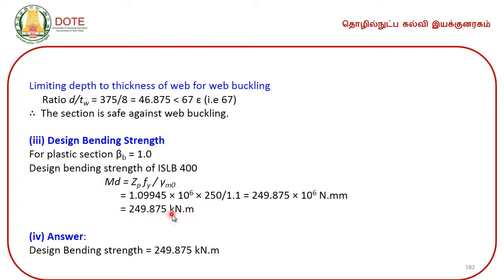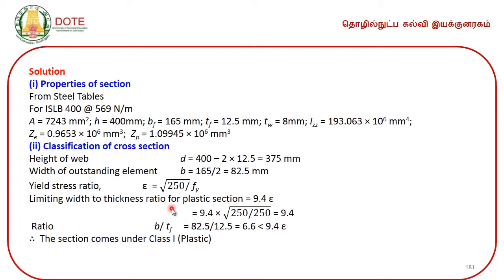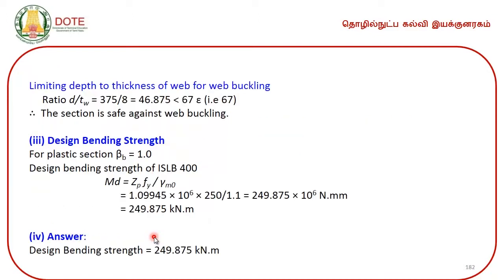kilonewton meter. So, I repeat, first you write down the properties of the section from the steel table. Second, you classify the given cross section, class 1, class 2, class 3 or class 4, and you check whether the web is susceptible for web buckling. If it is not so, then we go in for the design strength, third step. It is a simple expression, Md is equal to Zp into Fy by gamma m0, and we have arrived at the design bending strength of the given ISLB as 249.875 kilonewton meter.